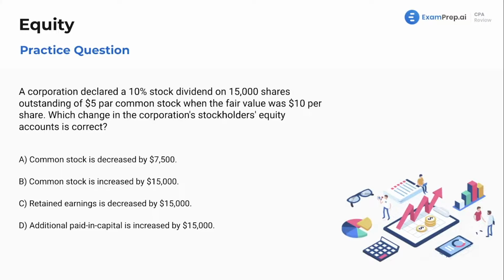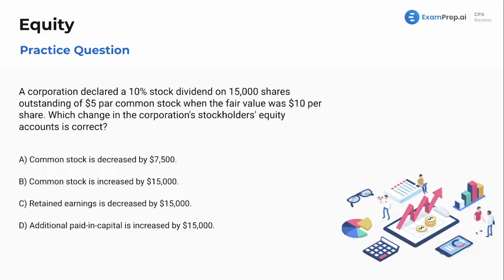Let's do some questions on equity. A corporation declared a 10% stock dividend on 15,000 shares outstanding of $5 par common stock when the fair value was $10 per share. Which change in the corporation's stockholders' equity accounts is correct?